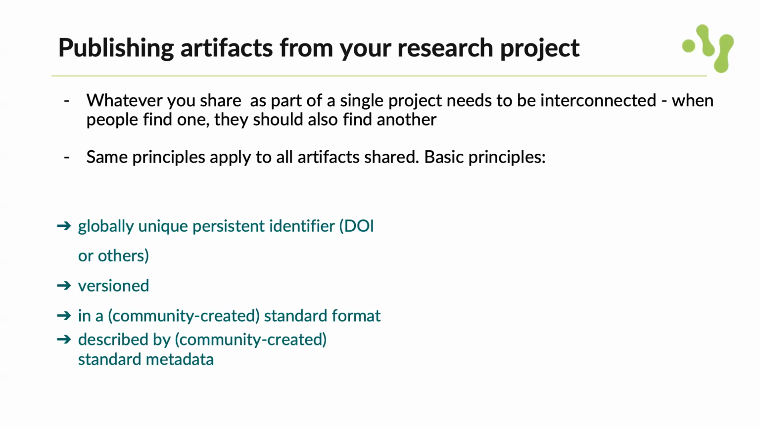DOI is a digital object identifier, but there are many other types of persistent identifiers. And this will depend on the type of research output, on the repository or where you're sharing it. But the important thing is that each of these should have a globally unique persistent identifier. Another important principle is that they should be versioned. So if you're sharing code and you keep working on this code, there should always be clear demarcation, like version 1, version 2, version 3. And when you are referring to this code, it should be clear which version of the code you're referring to.